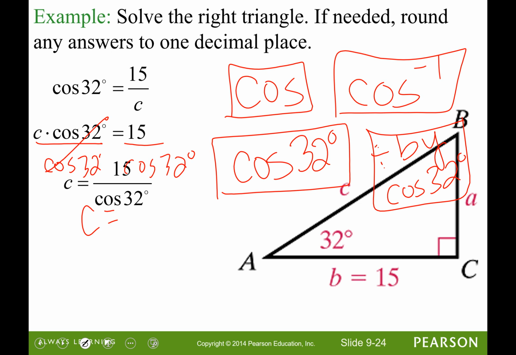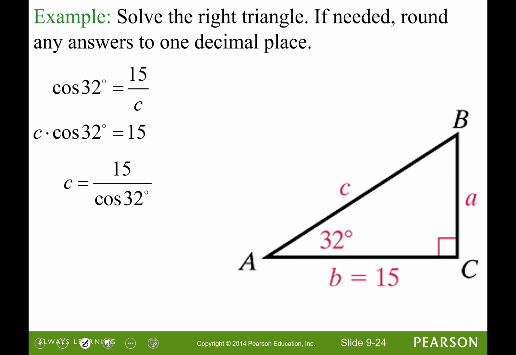So that will look like C is equivalent to 15 over cosine of 32 degrees. And that would be the exact value. So we're going to go ahead and pick up our calculators, type that in. Okay, so you're typing in 15, division sign, cosine key, 32, close parentheses, enter, 17.687, and so on.